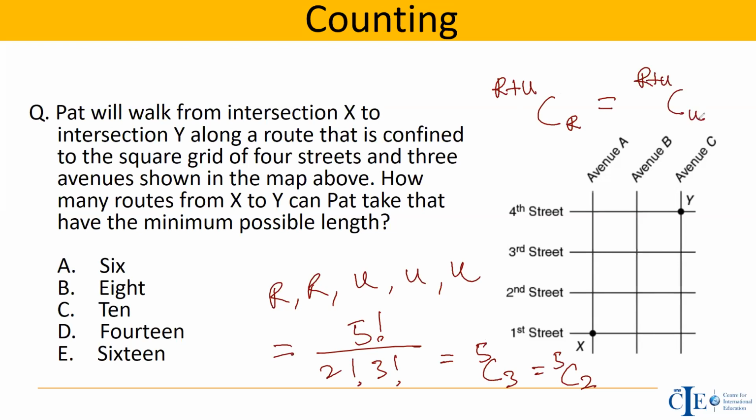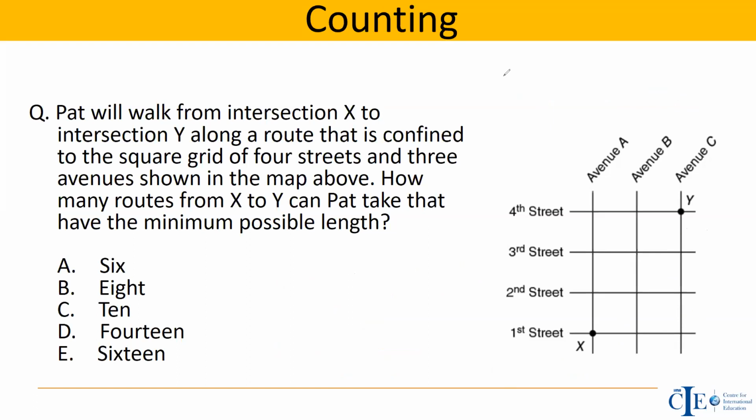Mostly the questions would be right and up. That's generally from a lower point to a higher point. So that's usually the one. You can also say the horizontal plus vertical. You can comprise these as the horizontal moves and these are the vertical ones. Whichever one is convenient, however you want to see this, right? So the answer would be simply 5C3 or 5C2.